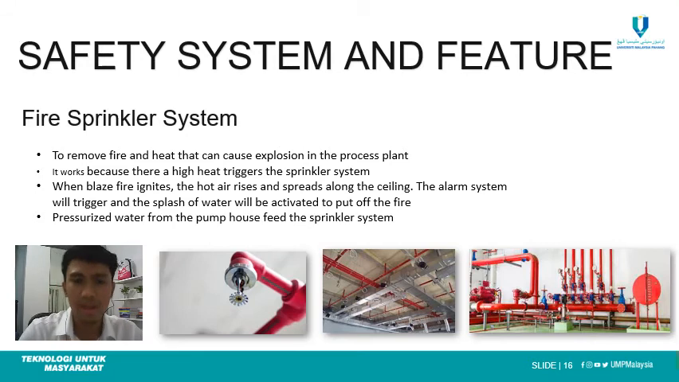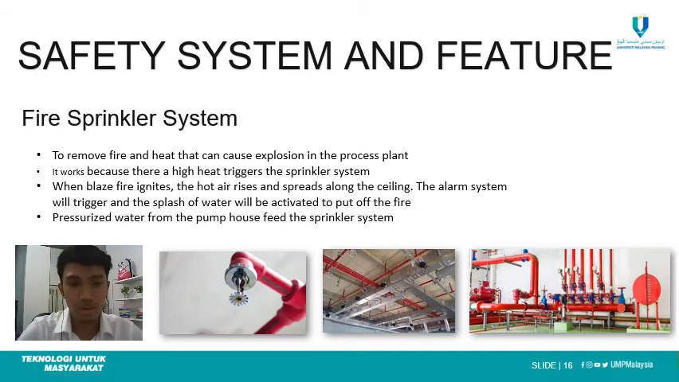When the blast of fire ignites, the hot air starts to rise and spread along the ceiling, where the sprinkler system alarm is located. Then the alarm system will automatically trigger, and the splash of water will be activated to put off the fire. The water that comes out from the sprinkler system is pressurized water, which comes from the pump house.